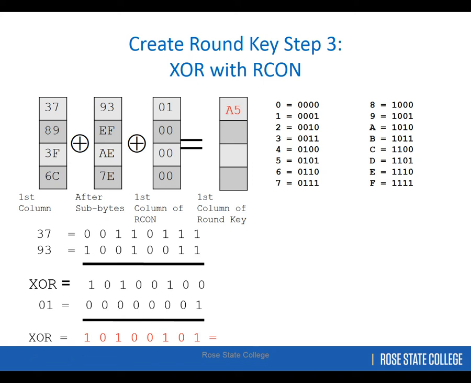You said 37 was the first column of our cipher key, which I gave you. We created the 93 by taking the last column, rotating it, running it through the S box, and that's how we got the 93. Oh, okay. So we made that one, after sub bytes, because we subbed it through the S box. Where did the first column of the key come from? I give you that.